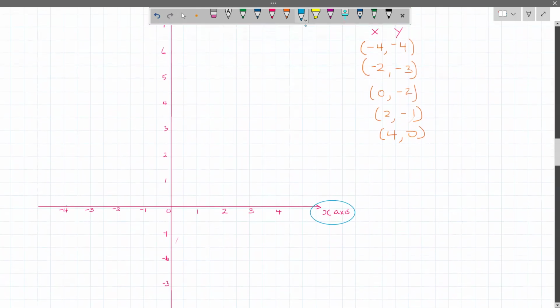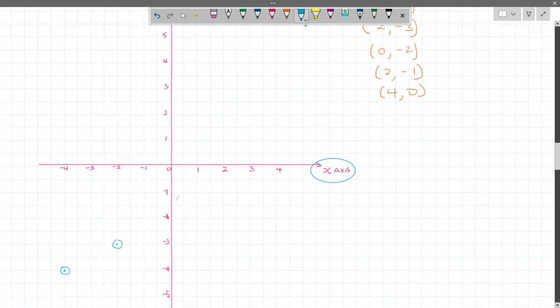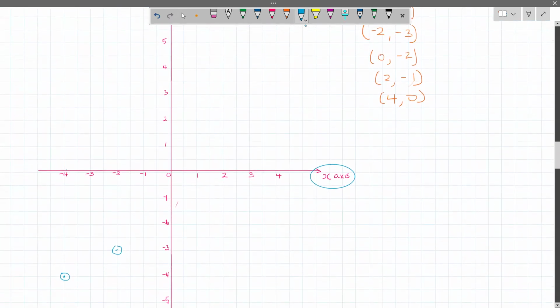Then after that, I have minus 2 and minus 3. So minus 2 to the left and then 3 down. Then I have 0 and minus 2. So anytime you have a 0, that point is going to be on one of the axes. So here my x value is 0, so I'm not moving left nor right. I'm just remaining on base, but I'm coming down 2. So 1, 2, I come down here.